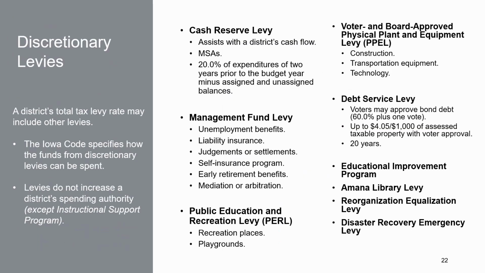Page 22 provides information on discretionary levies. The district's total tax levy rate may include other levies. The Iowa Code specifies how the funds from discretionary levies can be spent, and levies do not increase a district's spending authority except the instructional support program.